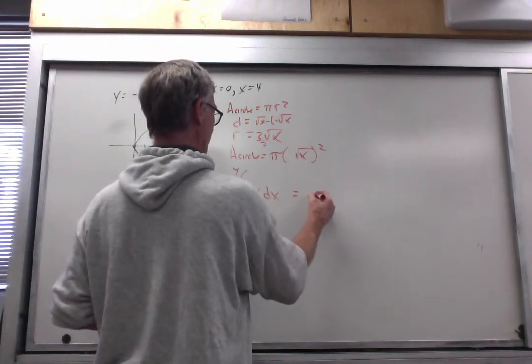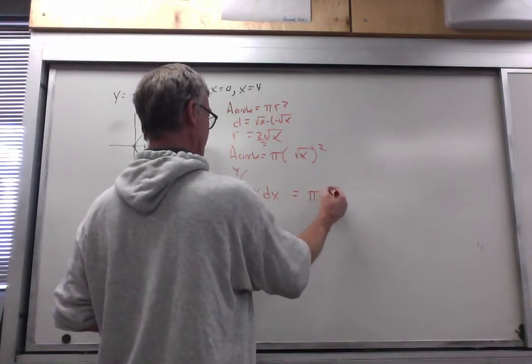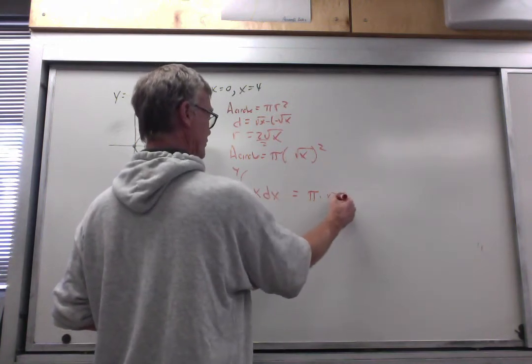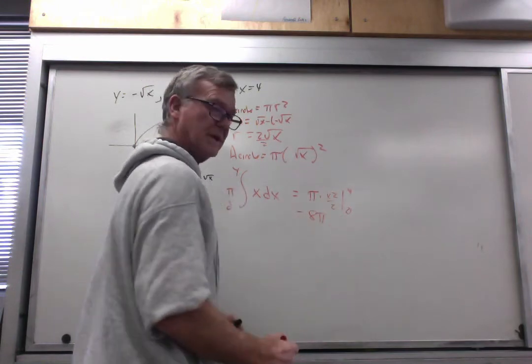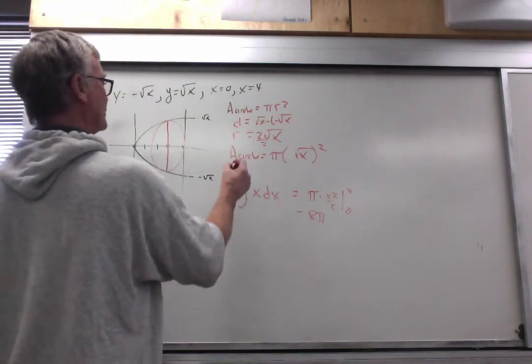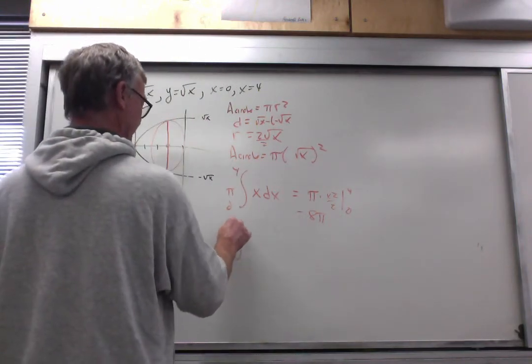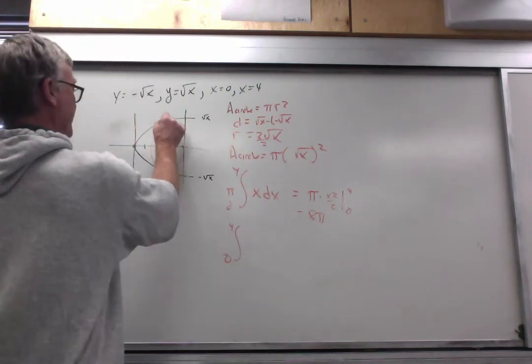And working that out, you're going to end up with pi times x squared over 2 from 4 to 0, 16, 8 pi. Okay?